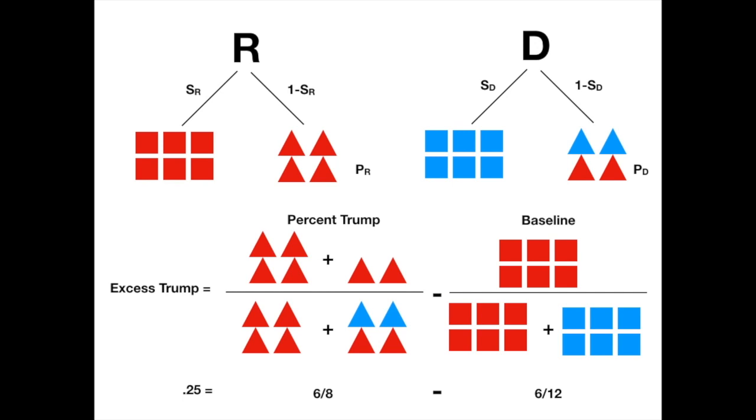So in this case here, in this simple example, we get 6/8 for that first term and 6/12 for the second term, which gives us an excess Trump vote of 25% or 0.25. Now it's pretty easy to see here why this doesn't make a whole lot of sense, at least intuitively, as a measure of excess votes.